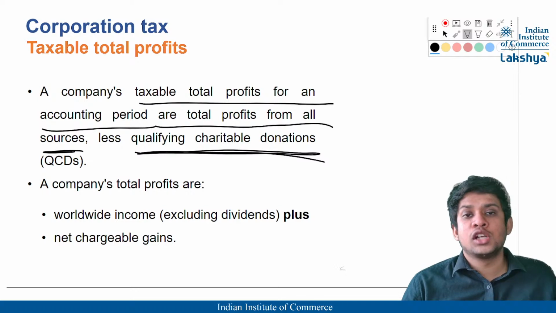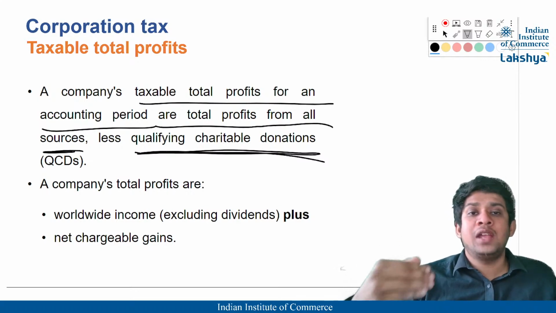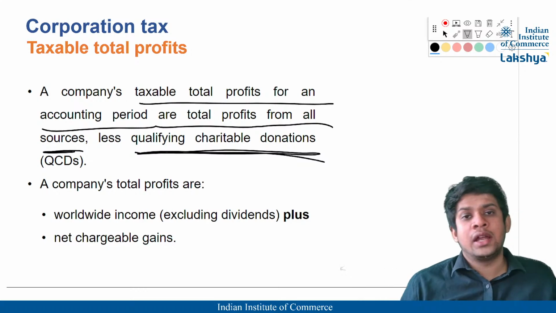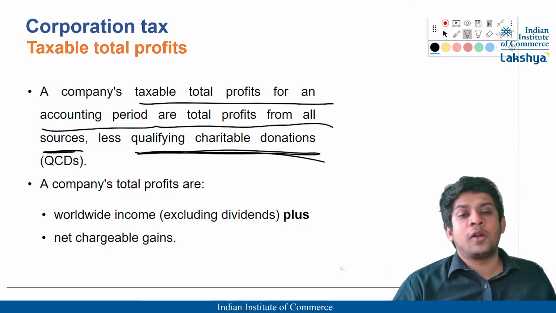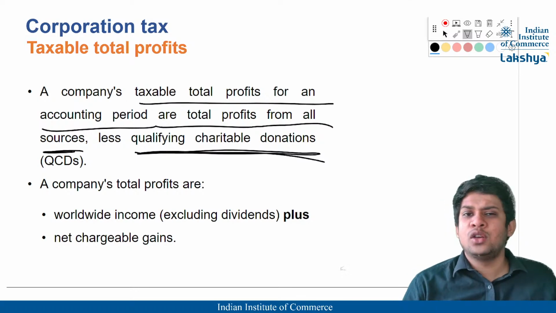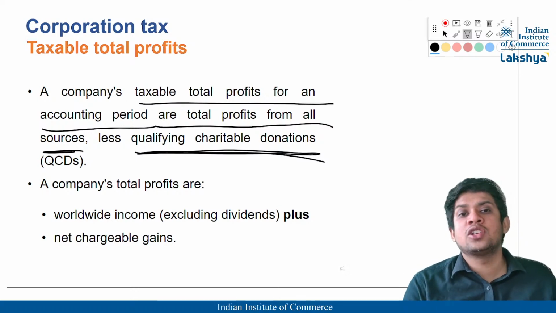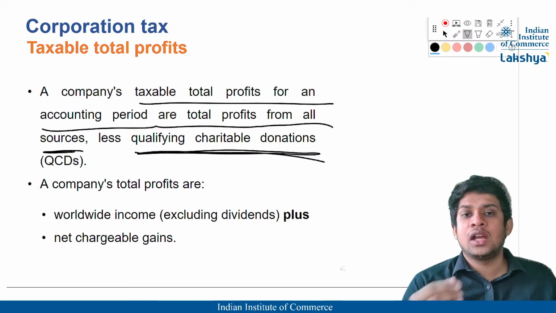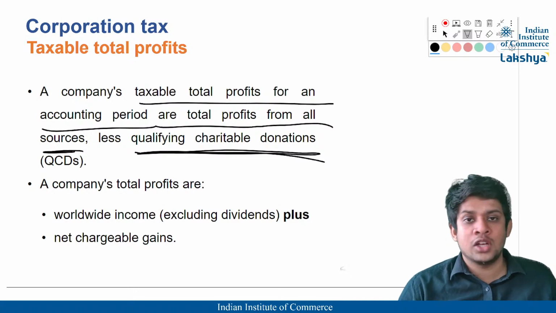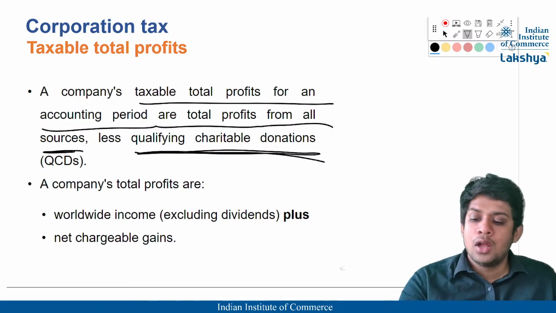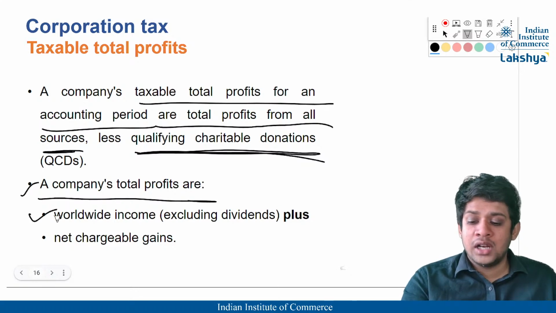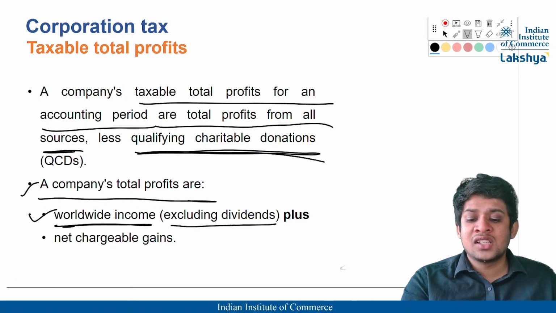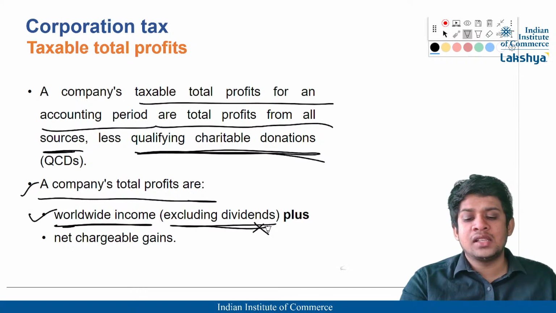So all these are different sources of income that the company has, and these will be allocated in different heads. Eventually, you will get total profits, and from those total profits, the QCDs will be deducted, and QCDs are nothing but certain charitable donations which are qualifying in nature. So if the company makes such donations to a charity, those are going to be deducted. Okay. A company's total profits are its worldwide income, but always excluding dividends. Dividends that the companies receive are an exempt income. Okay. Dividends received by the company are an exempt income.